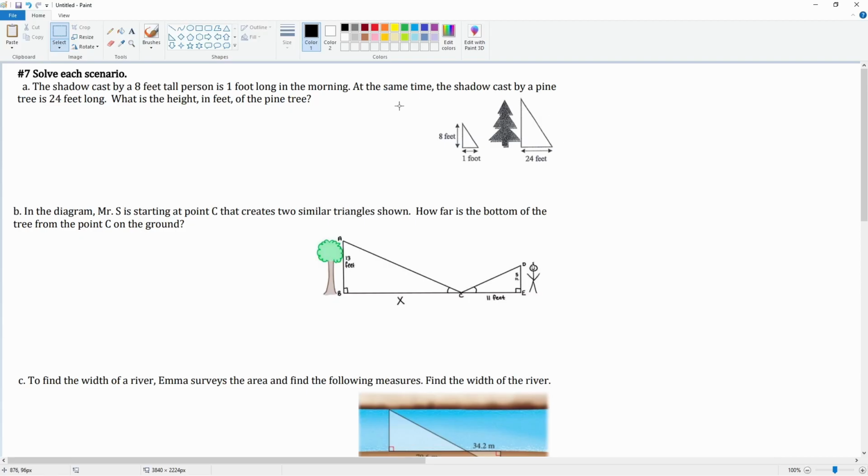Here we have number 7. You're going to solve each scenario. A, the shadow cast by an 8-foot tall person is 1 foot long this morning. At the same time, the shadow cast by the pine tree is 24 feet long. What is the height of the pine tree?